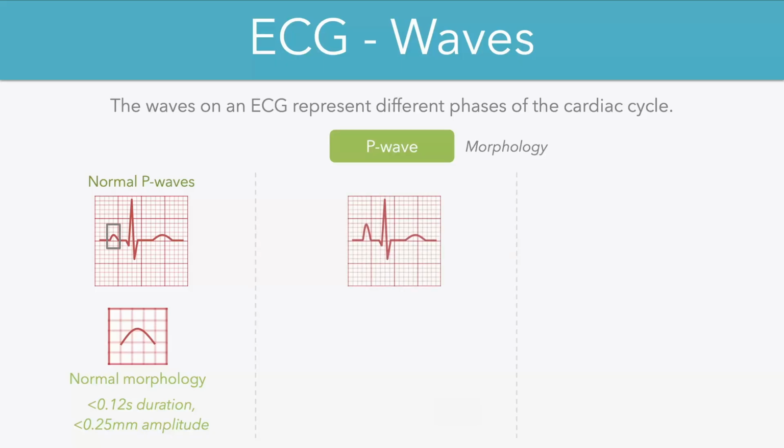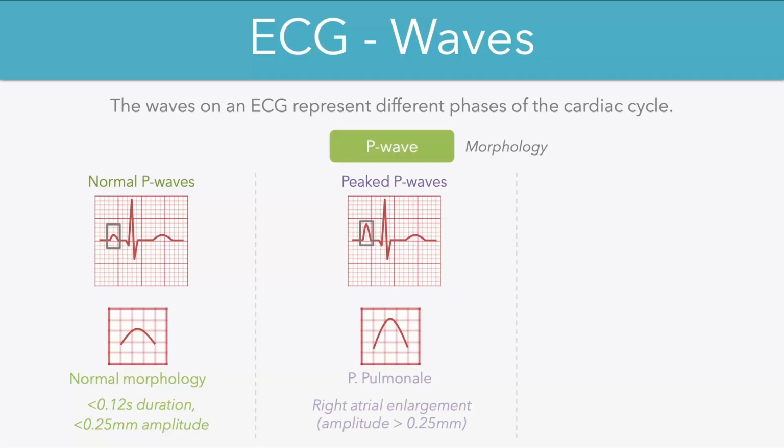Types of abnormal P waves can include peaked P waves, where the amplitude goes above 0.25 millimeters. This is referred to as P pulmonale, and it's often caused by right atrial enlargement. Remember that the P wave is formed from atrial depolarization, so if the right atrium is enlarged, we can imagine that the amplitude will be higher.